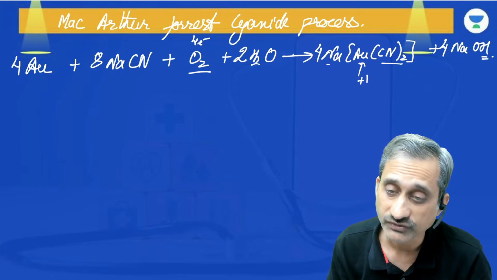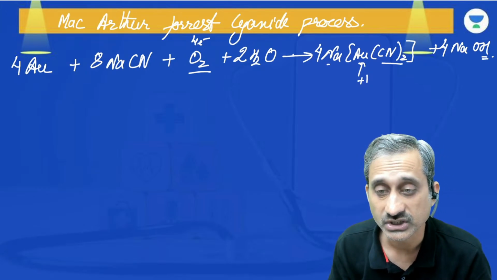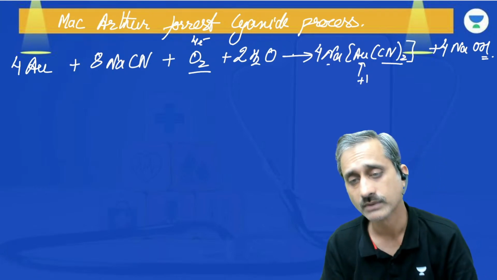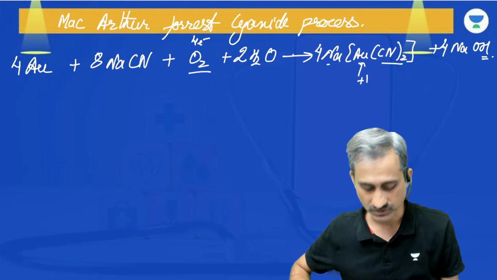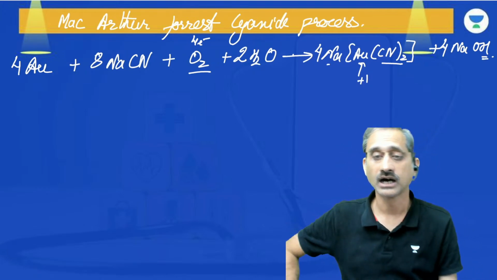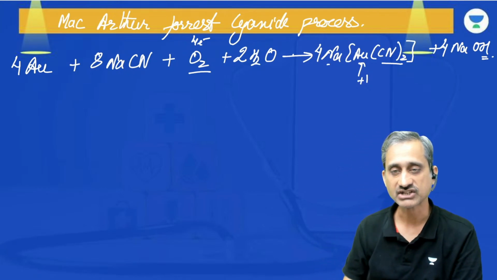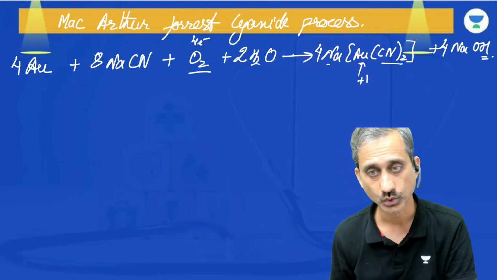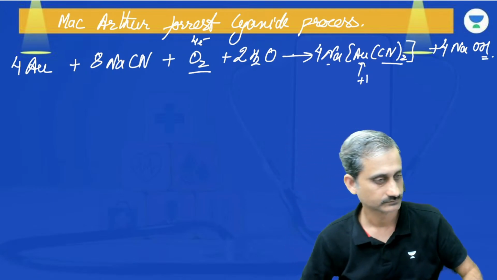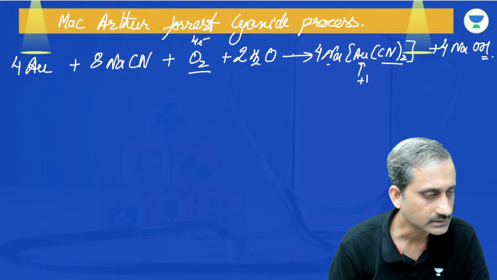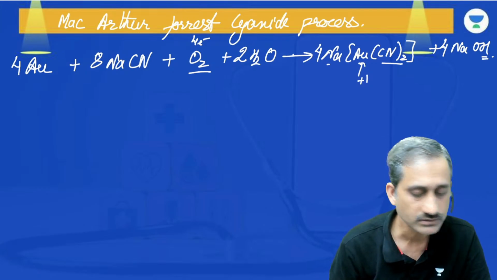Okay. Now the first step was the most difficult, where we talked about how much electron change is taking place. Gold goes from 0 oxidation state to +1 oxidation state, and therefore there is a net change of 1 electron per gold, and there is going to be a net change of 4 electrons in 4 gold atoms. Is this clear?